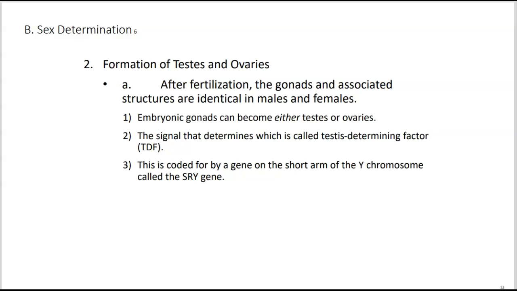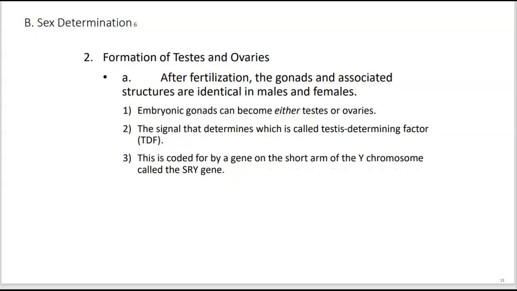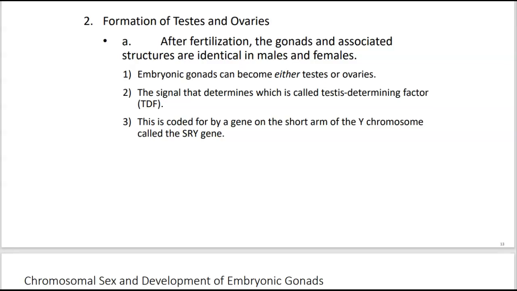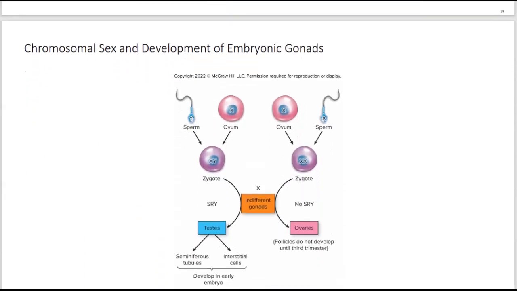And so they look at it specifically, which is the SRY gene, which is on the short arm of the Y chromosome. So there's two important terms there. You have the testes determining factor and the SRY gene, which is where this specific testes determining factor is developed from.